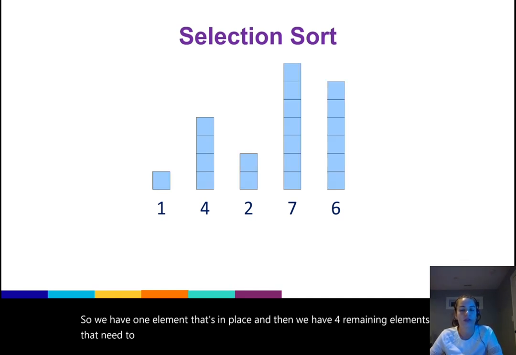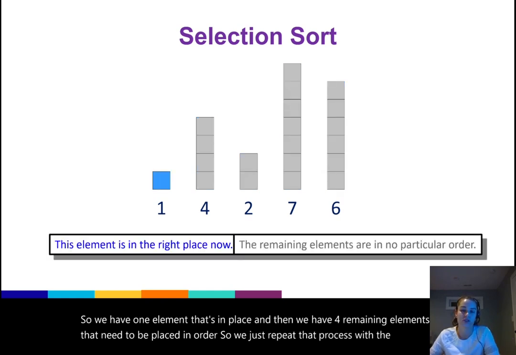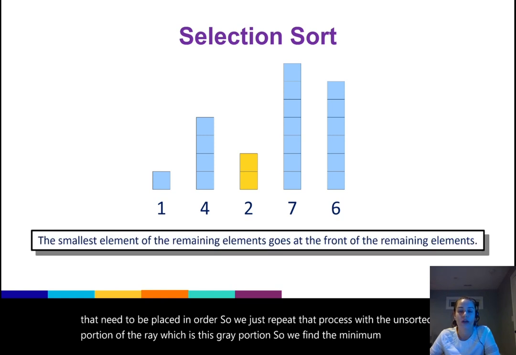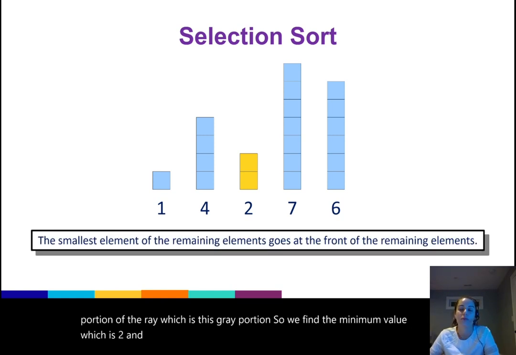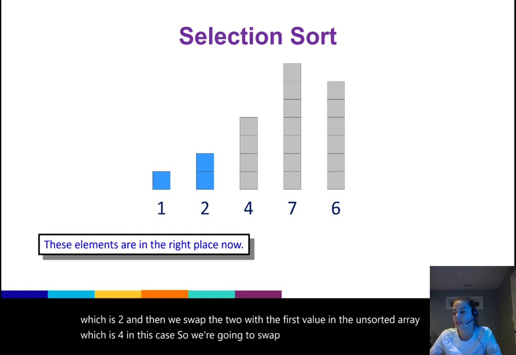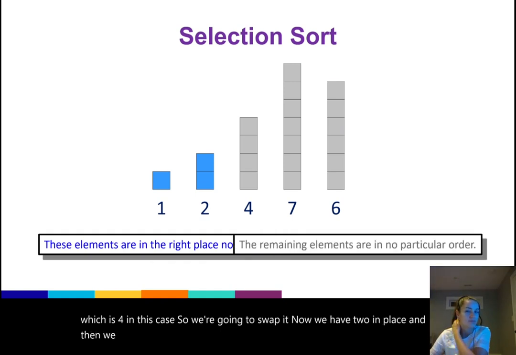We have 4 remaining elements that need to be placed in order. So we just repeat that process with the unsorted portion of the array, which is this gray portion. We find the minimum value, which is 2, and then we swap the 2 with the first value in the unsorted array, which is 4 in this case. So we're going to swap it. Now we have 2 in place, and then we have 3 left to sort.